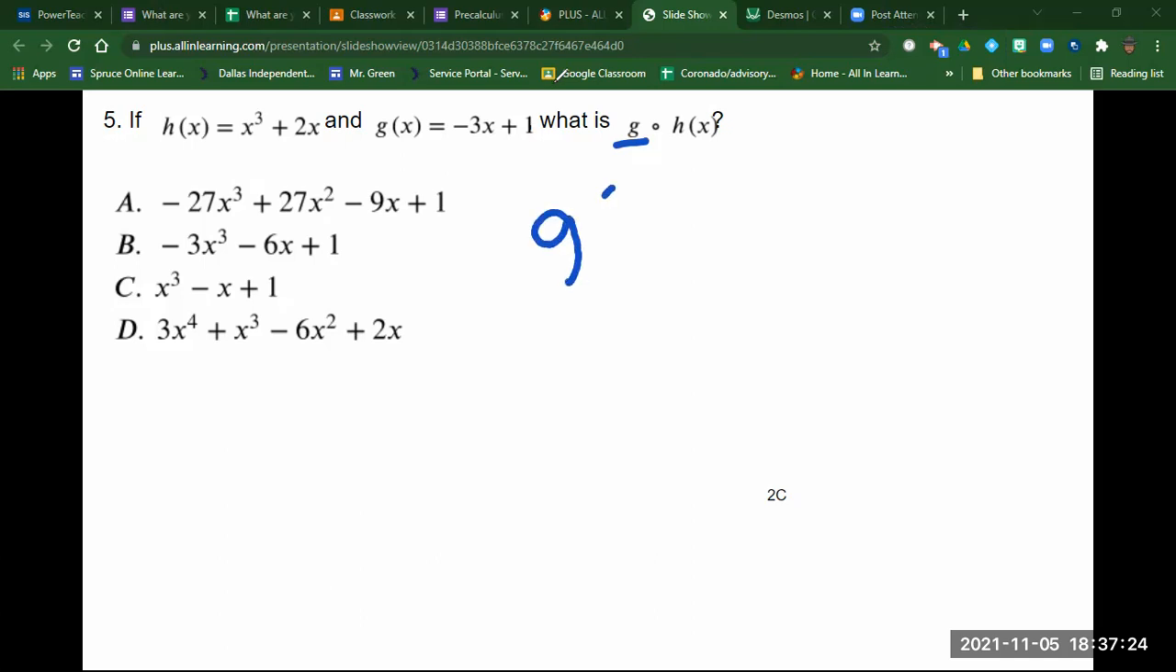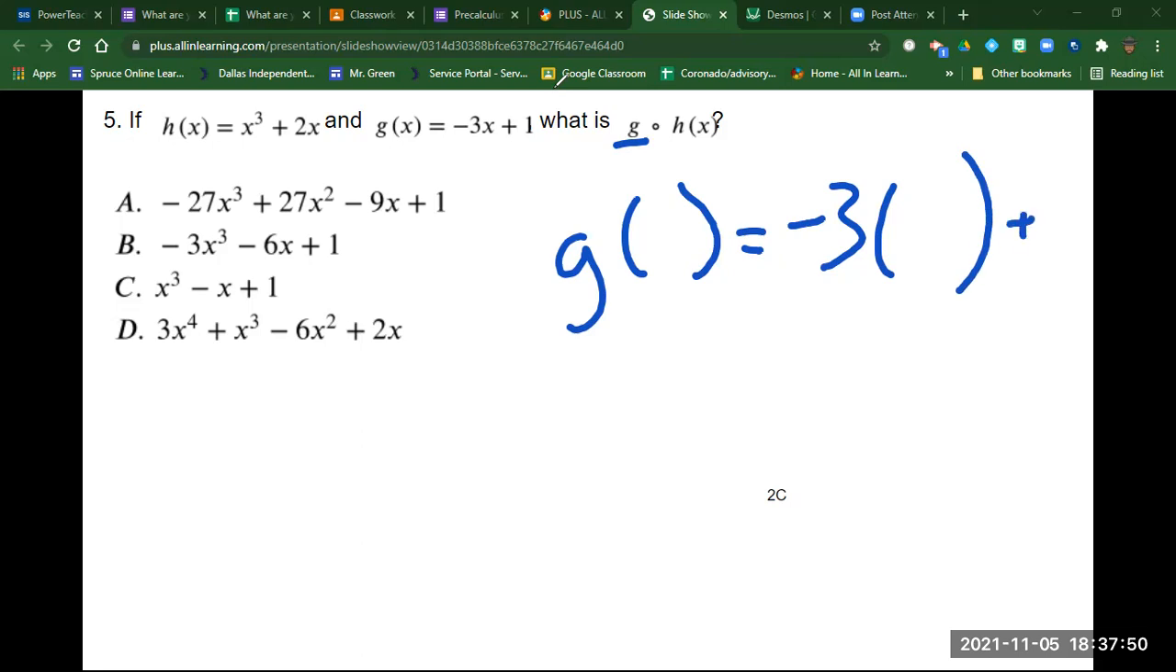So g of x, let's do it like this. I want to get rid of the x, and I'm just going to write g without x in it: negative 3 parentheses plus 1. That's g of whatever. So if I want to find g of h of x, then I need to put h of x inside.